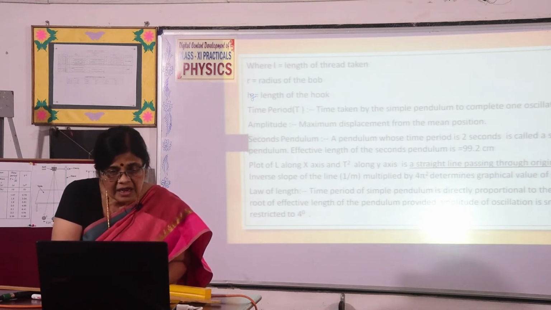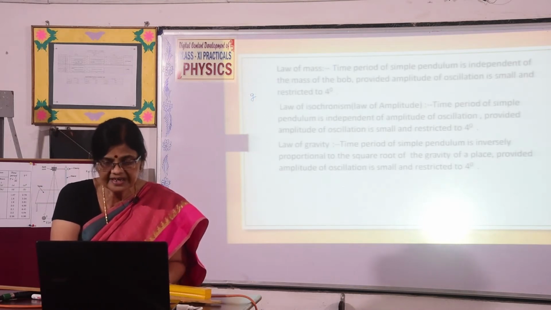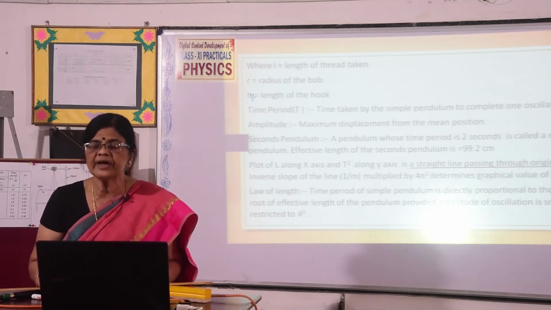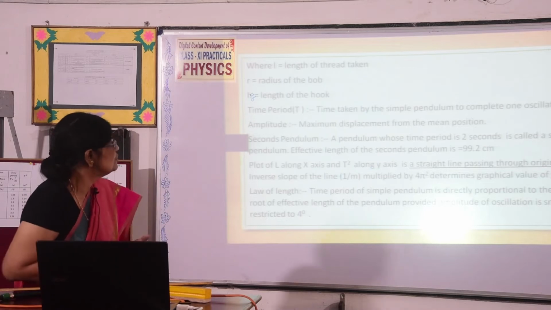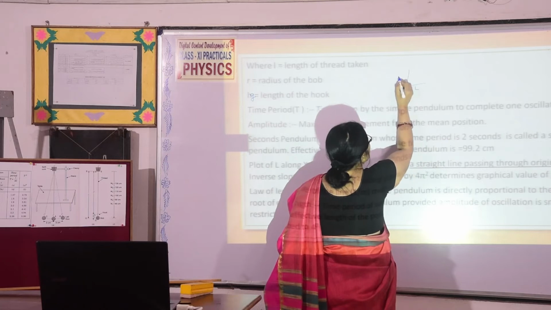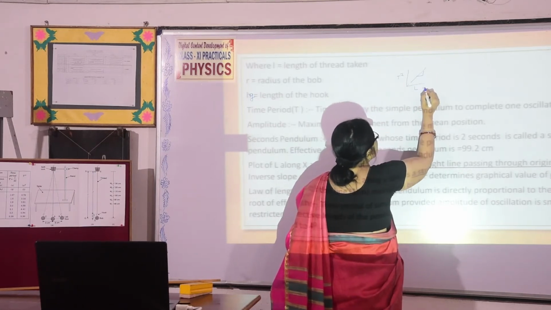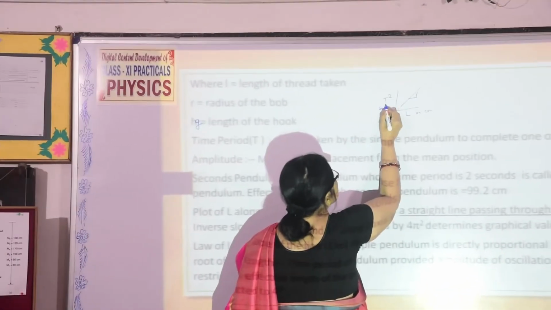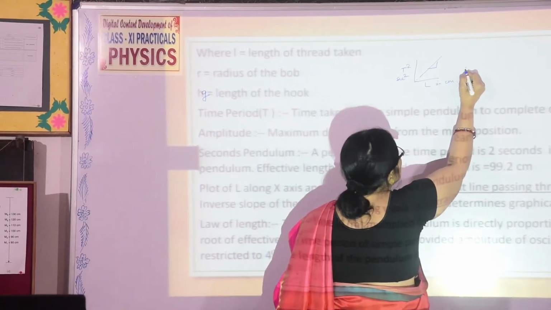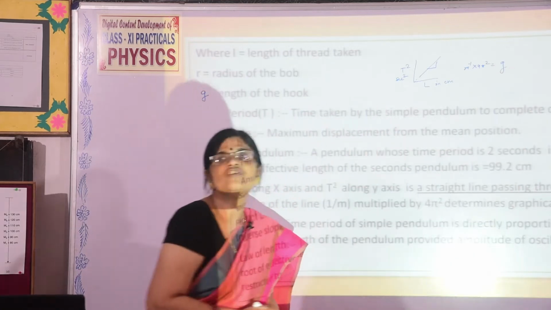Now plotting L along the x axis and T square along the y axis, you get a straight line graph that will pass through the origin. And the slope multiplied by 4 pi square gives you the value of g. Now you should always mention in the theory L in cm and T square in second square. The inverse slope, L by T square, multiplied by 4 pi square gives you the value of g for the simple pendulum.